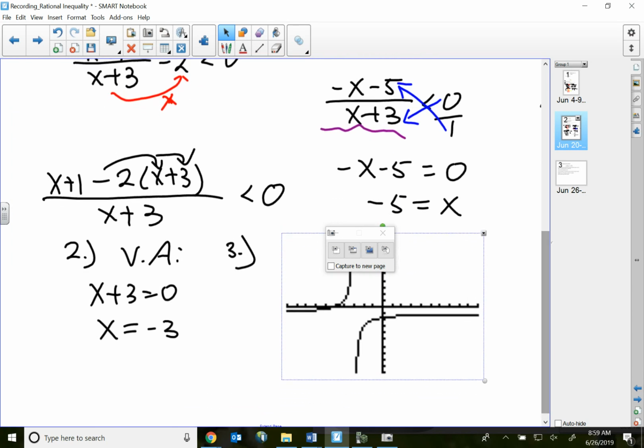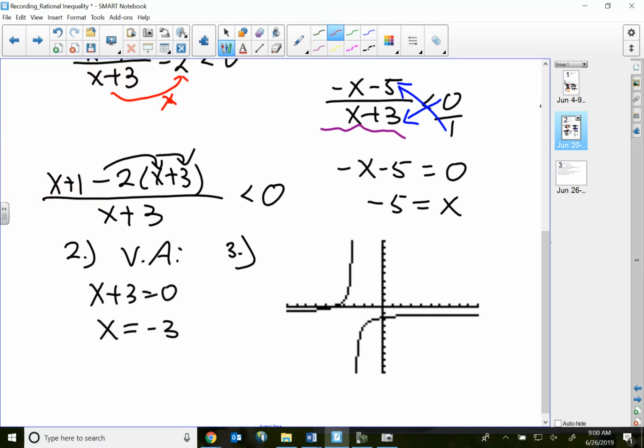All right. So the x-intercept, which was at x equal to negative 5, is right here, and the vertical asymptote is at x equal to negative 3, which is right here. All right. So that's 3. And number 4, highlighting.